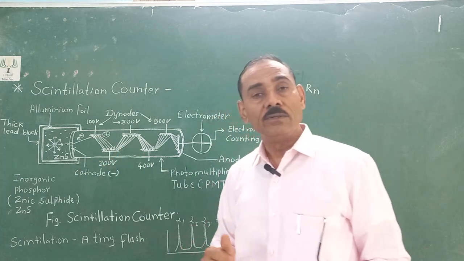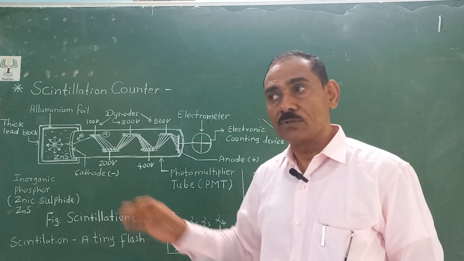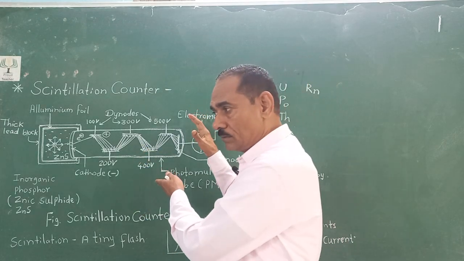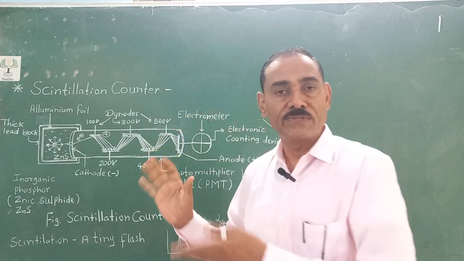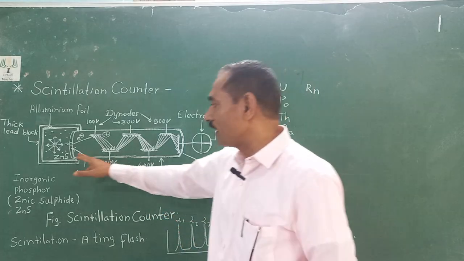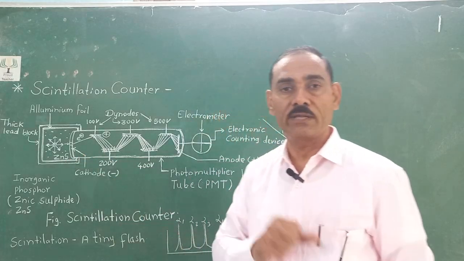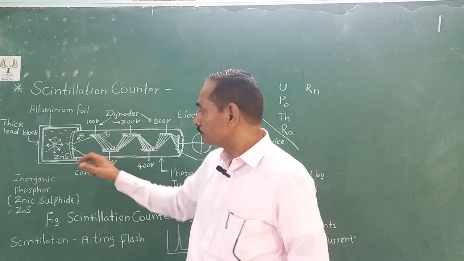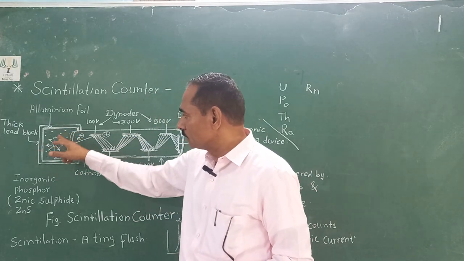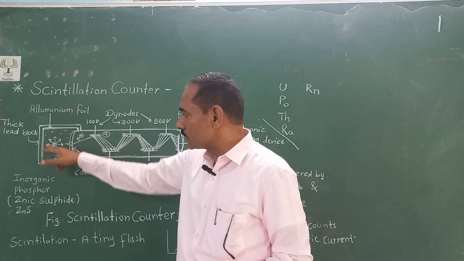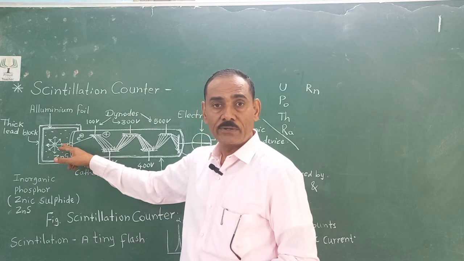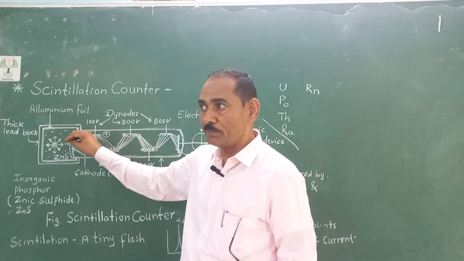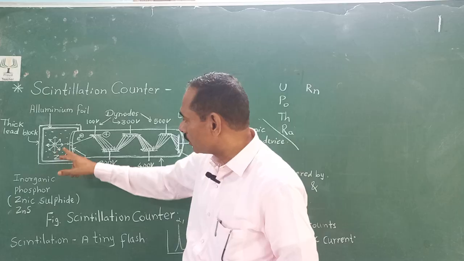Now, for this experiment, we are using zinc sulfide as a phosphor, which is an inorganic phosphor. Now, see the inorganic phosphor is here, which covers the radioactive sample source, which is kept in the interior part of the lead block.